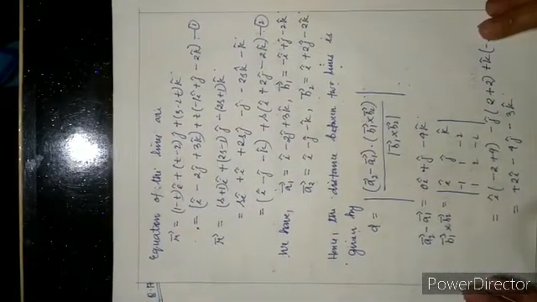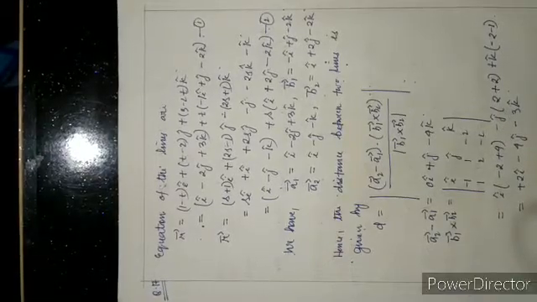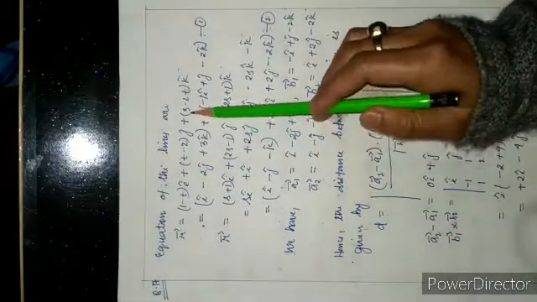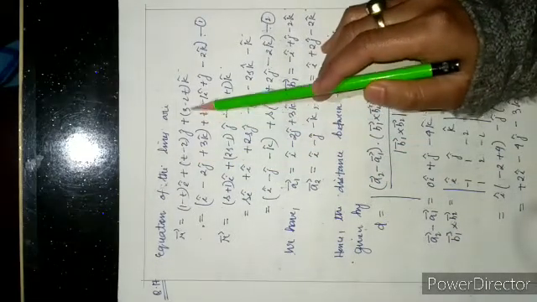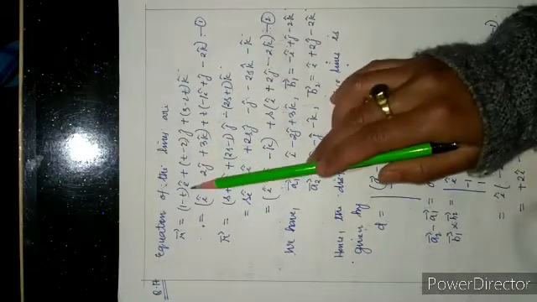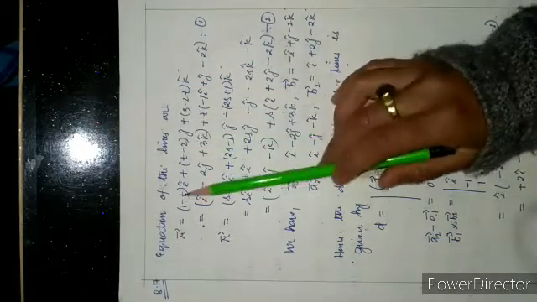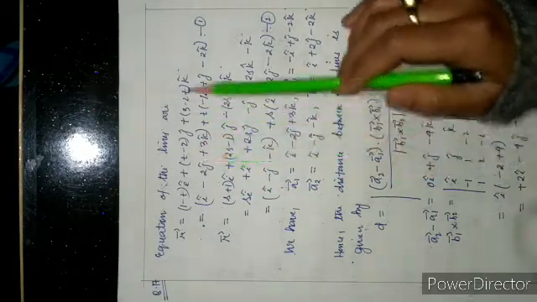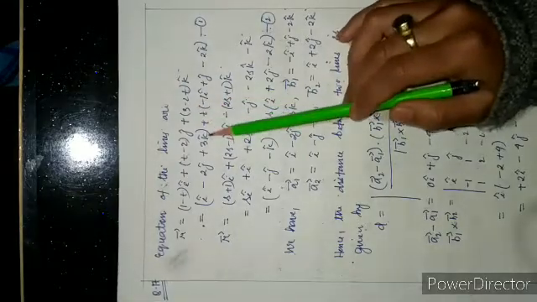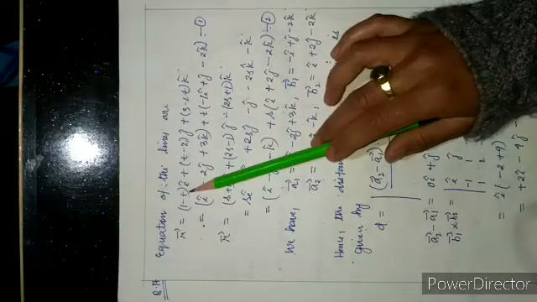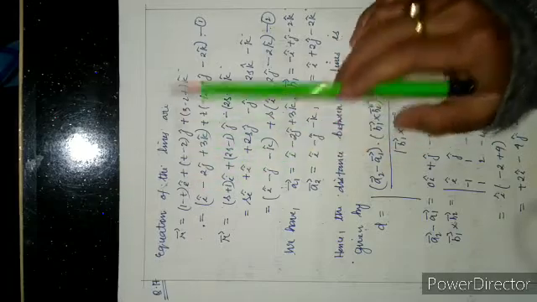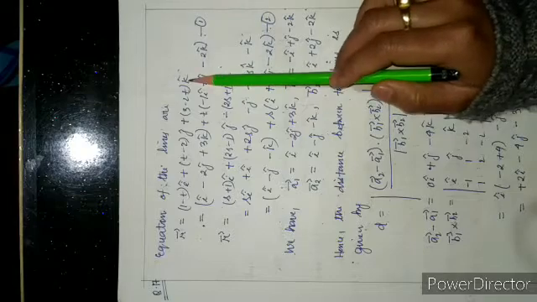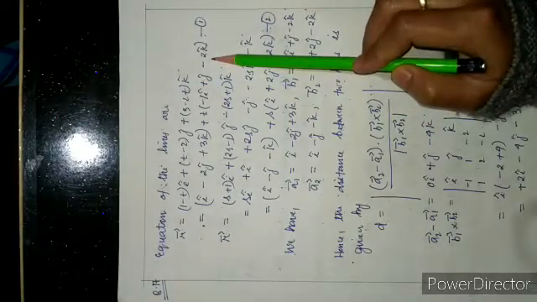Question number 17. First write the given equations. The given equation is r vector equals (1 minus t) i cap plus (t minus 2) j cap plus (3 minus 2t) k cap. Separating the terms, the part without t gives i cap, minus 2 j cap and 3 k cap. Taking t common, the coefficient of i is minus 1 i cap, of j is plus 1 j cap, and of k is minus 2 k cap.